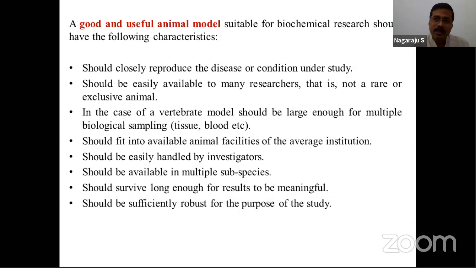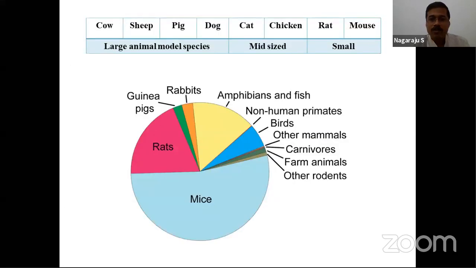See, if I want to inject a drug of, say for example, 1 mg or 2 mg per kg body weight, and the dose is so high that the animal doesn't respond to it, then I have to consider the robustness of the animal model. So which animals? If I look at the different animal models that have been used, we can classify them based on their size: small animal models, mid-sized, and large animal models. Small animal models like rat and mouse, mid-sized like the cat and the chicken, and large animals like cow, sheep, pig, and dog.